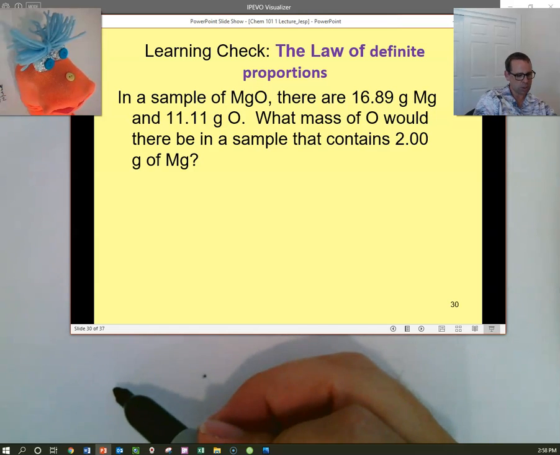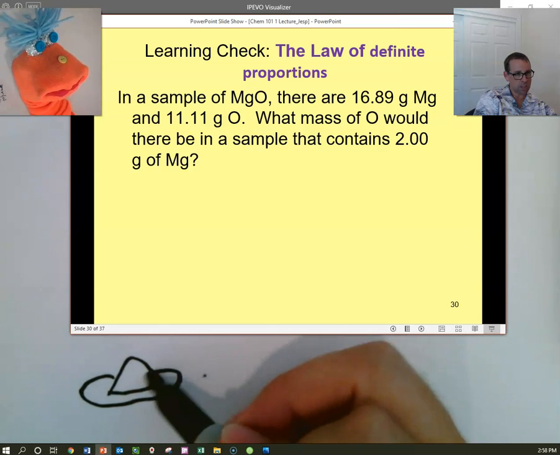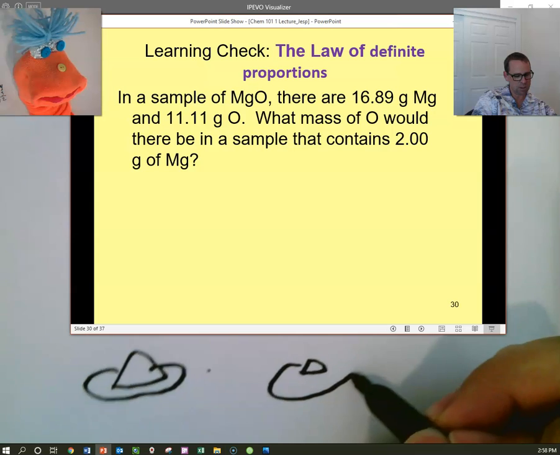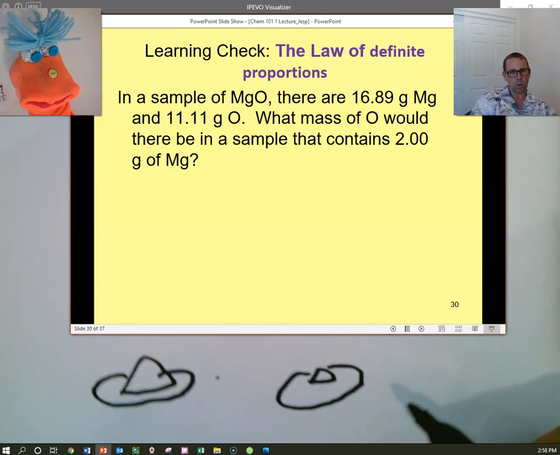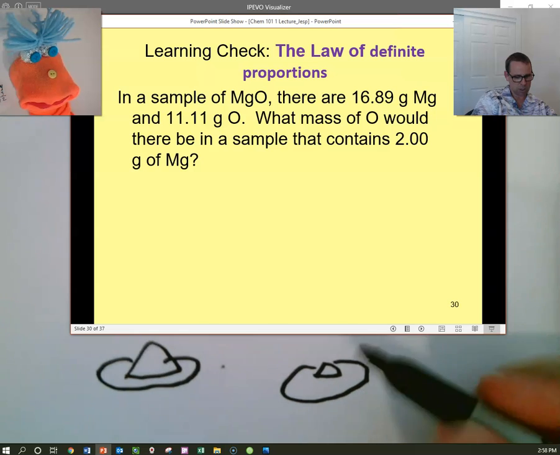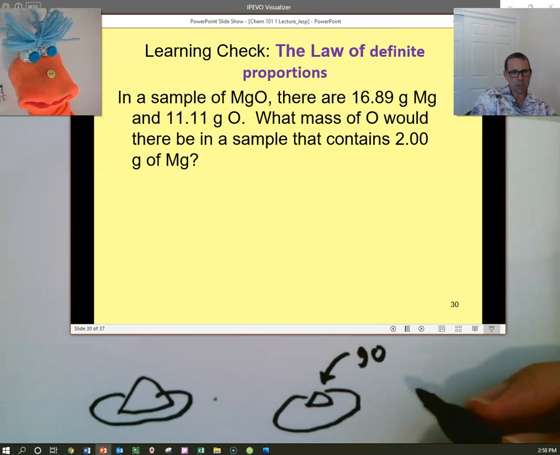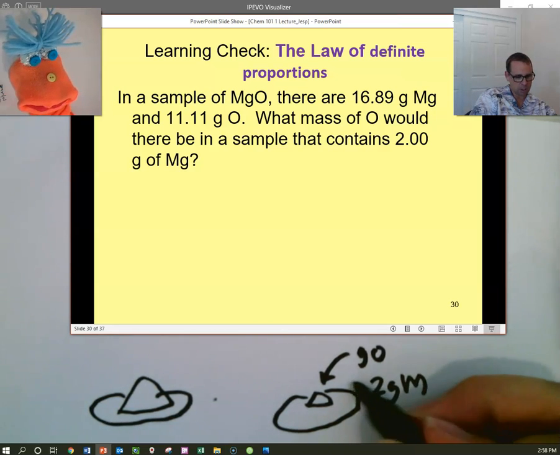So essentially in this question, we have a mass of material, and we have another mass of the same material, but it's just a smaller amount. The question is, what mass of oxygen would be here? How many grams of oxygen? This says it has 2 grams of magnesium in the smaller one.